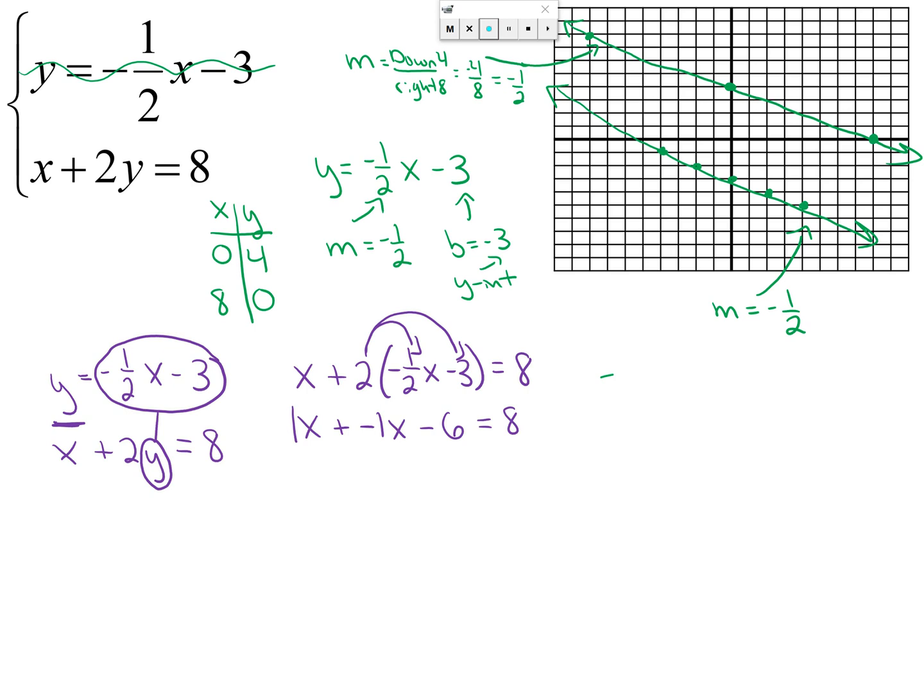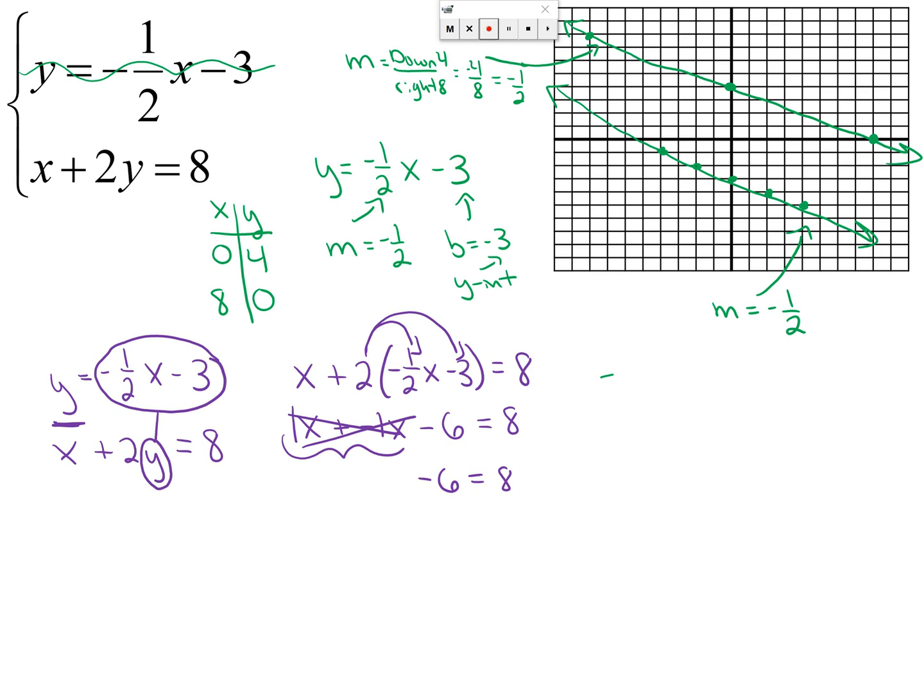I have a positive 1x and a negative 1x. They're on the same side. I don't do anything opposite at all. When they're on the same side, I leave them alone and I just combine them. So no matter how hard I try, 1 plus negative 1, it's going to be 0. No matter how hard I try, that x is gone. And I'm left with negative 6 equals 8. All my variables are gone.